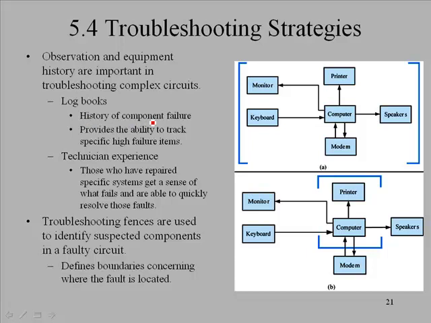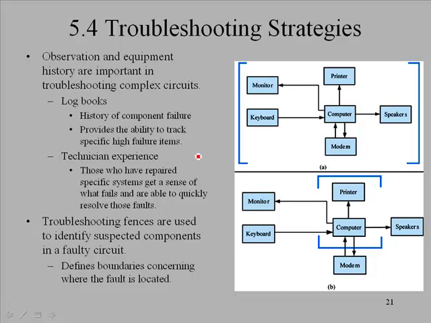Logbooks often can provide a history of component failure. It provides the ability to track specific high failure items, and often if there is a history with a given system and it's been well documented, it will be found that there are very specific items that frequently fail. And if a technician has access to this kind of information, he'll be able to go in and, rather than spend many hours diagnosing a problem, he can look at the high failure items and just go specifically to those items and see, well, are those the fault at this point?